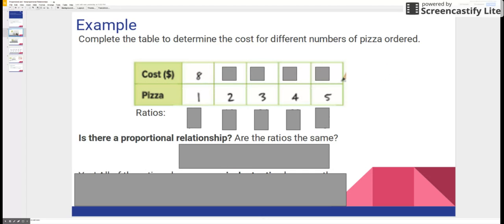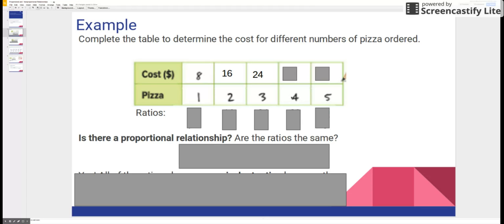For example, here it says complete the table to determine the cost for different numbers of pizzas ordered. So in this chart we have $8 for one pizza. How much would it cost for two pizzas? Well, 8 times 2 is 16. How much would it cost for three pizzas? Well, if each pizza costs $8, 8 times 3 gets you 24.